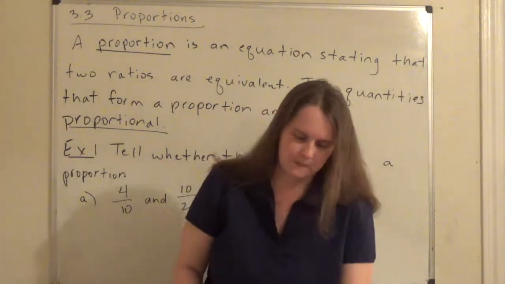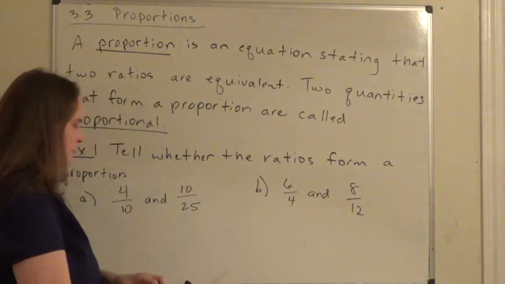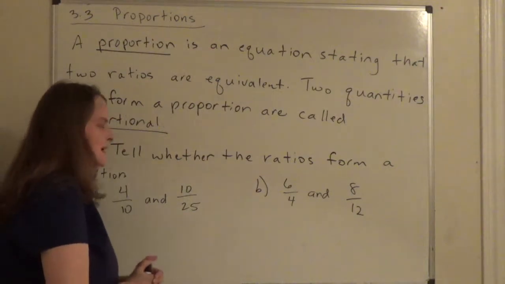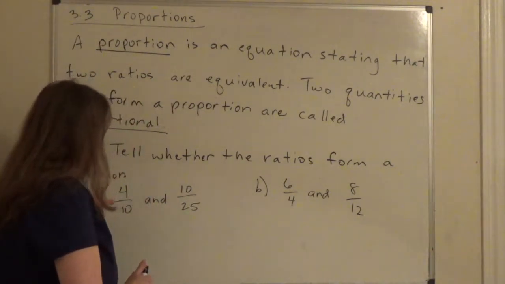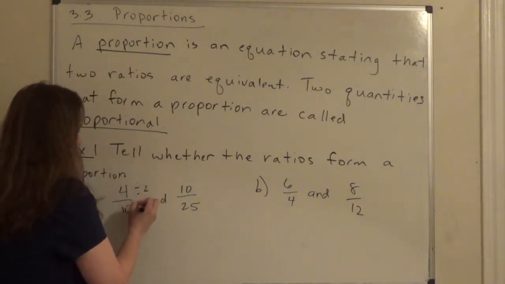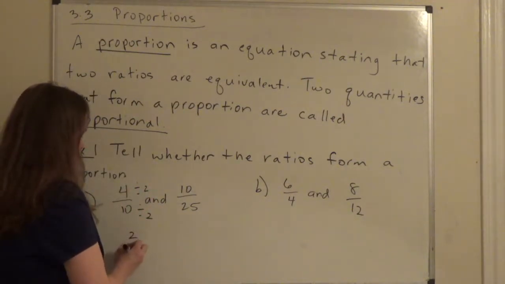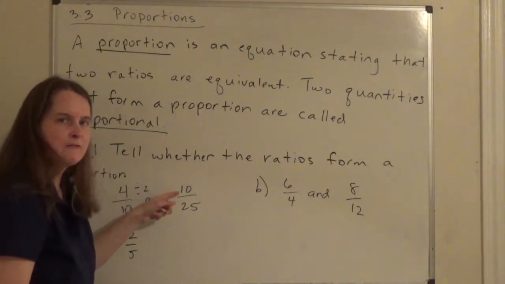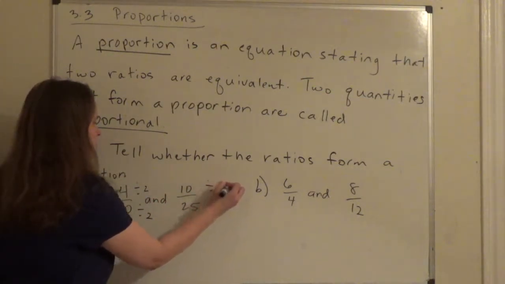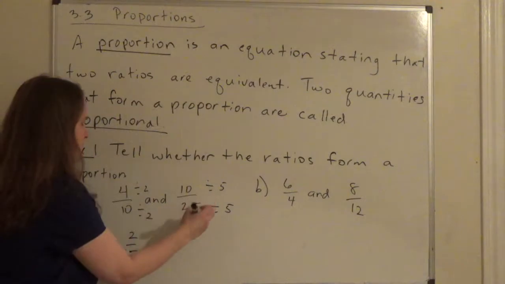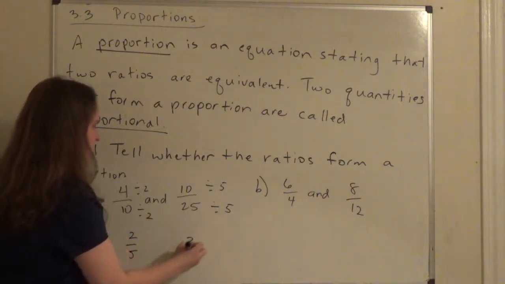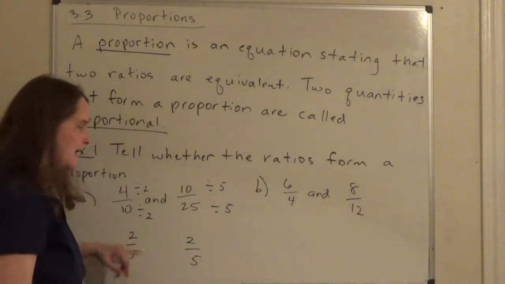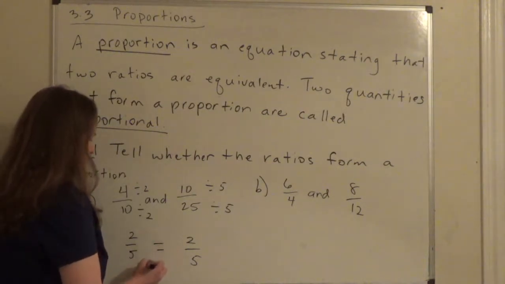So our first one, I'll tell whether the ratios form a proportion. We've got 4/10 and 10/25. Well, one way to do this is to put it in its simplest form. 4/10, you can divide by 2 and 2. That's going to give you 2/5. And then 10 to 25, you could maybe divide that by 5 and 5. All right, 10 divided by 5 is 2. 25 divided by 5 is 5. So both of these ratios are equivalent to the ratio 2 to 5. So these are equivalent, so yes.